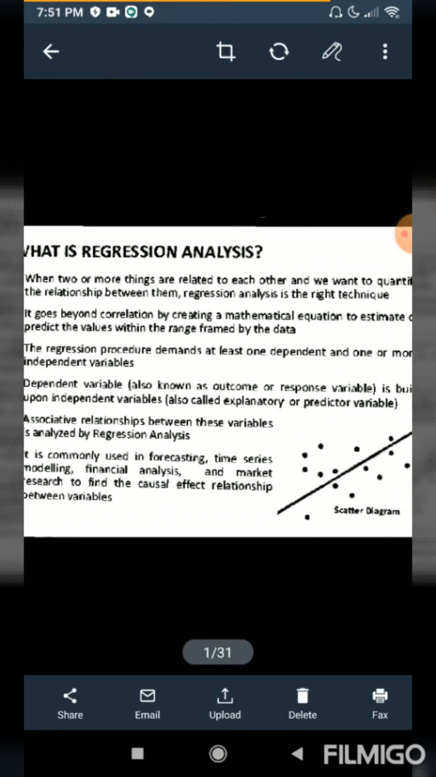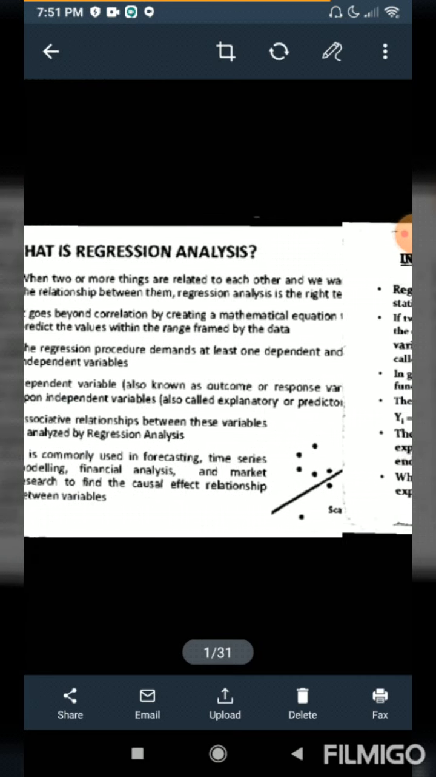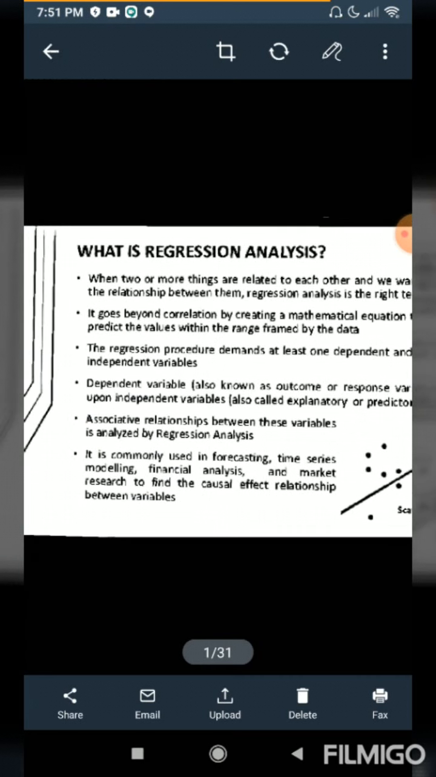You should be able to objectively define the relationship that you find. This is also a definition, and it can also be the application part of it. When do we use regression analysis? It goes beyond correlation by creating a mathematical equation for estimation and prediction, and predicts values within the range of the framed data. As we are quantifying it, you will get a mathematical equation.